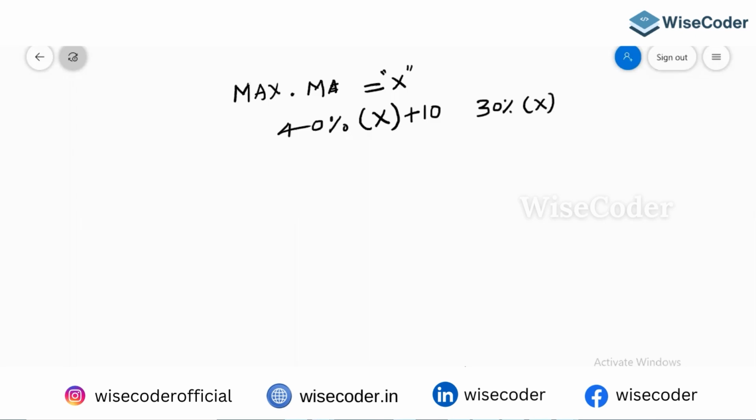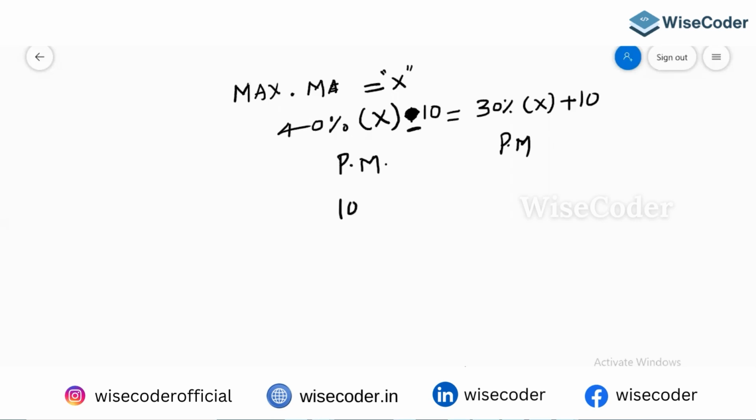sorry, this is my mistake. He got 10 marks less than the pass mark. So if I add 10, he will just pass. That is his pass mark. So I can say these two are equal.